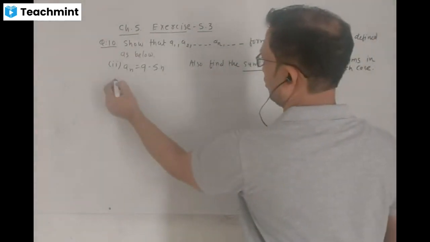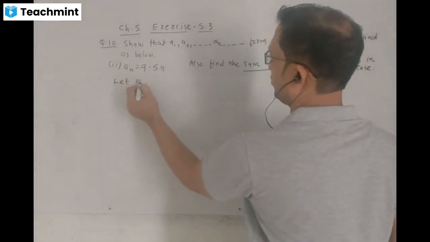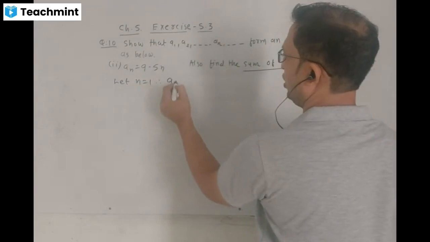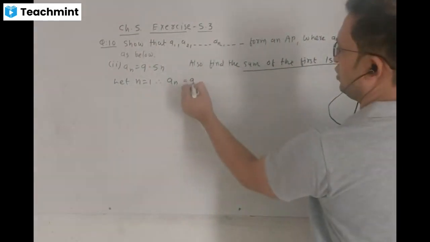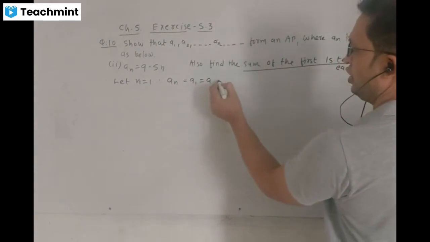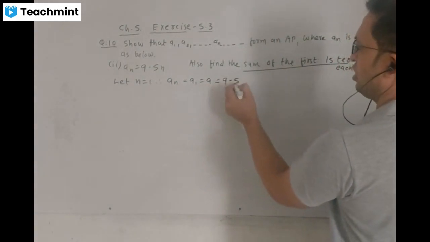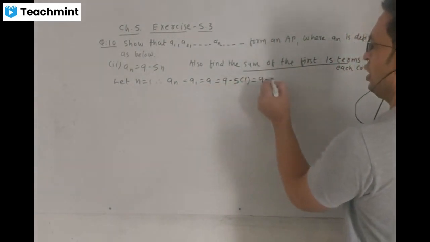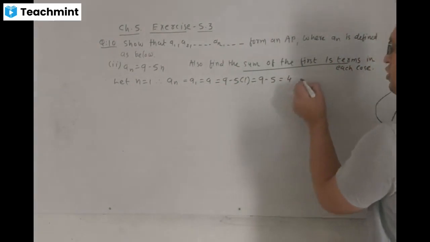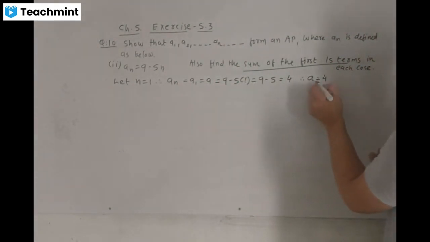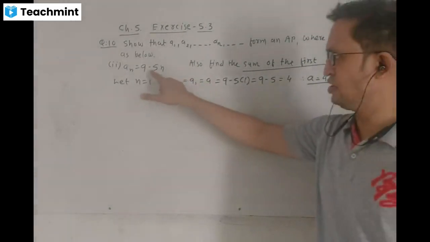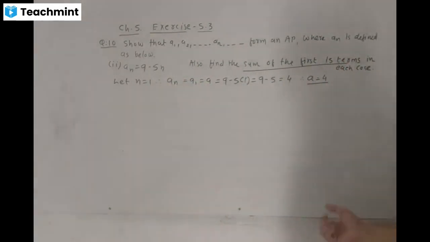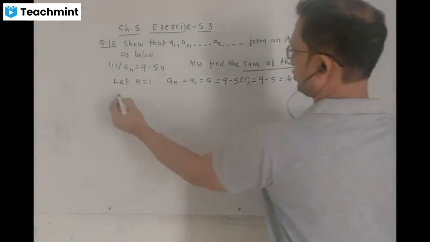Let n is equal to 1 in an. Here an is equal to 9 minus 5n. So a1, that is equal to a, is equal to 9 minus 5 into 1, and 9 minus 5 is equal to 4. Therefore, the value of a is equal to 4. Here the coefficient of n is negative 5. Therefore, the common difference is negative 5.